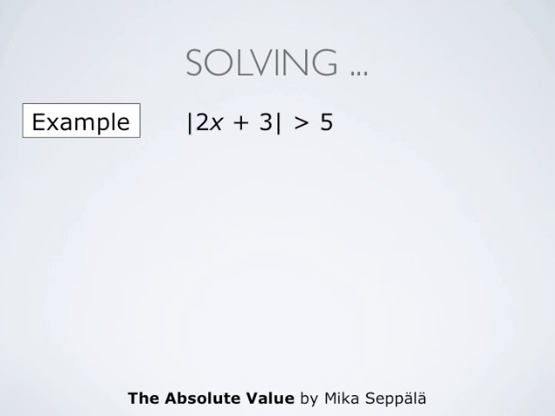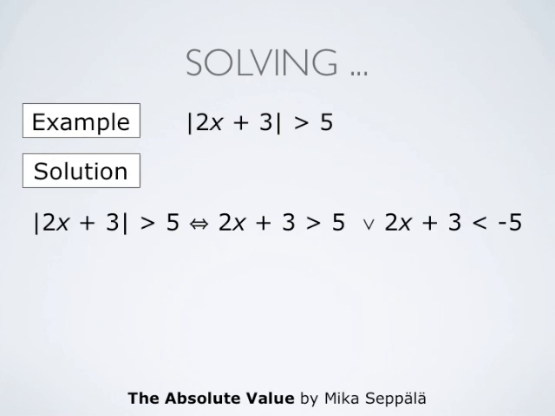In this example, we solve the absolute value inequality: the absolute value of 2 times x plus 3 is strictly larger than 5. And here again, by properties of the absolute values, this absolute value inequality is equivalent to saying that either 2 times x plus 3 is larger than 5, or it is less than negative 5.